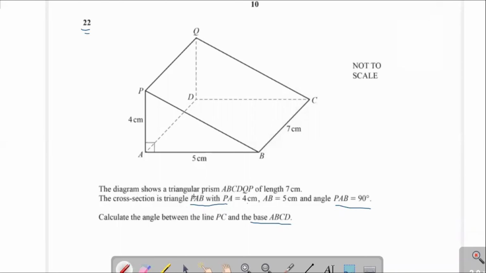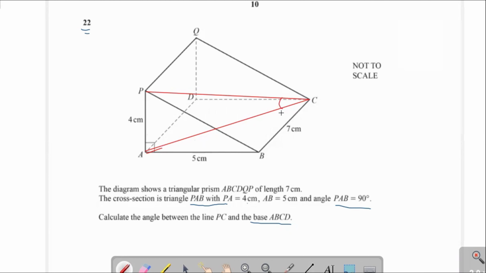Question 22. The diagram shows a triangular prism ABCDQP of length 7 cm. Cross-section is triangle PAB with PA equal to 4 cm, AB 5 cm, angle PAB 90 degrees. Calculate the angle between PC and the base ABCD. This is the base ABCD. Firstly, we take the diagonal to find the angle. Now this is the diagonal AC. We have to find the angle between PC and the base. Therefore, we have to find this angle.